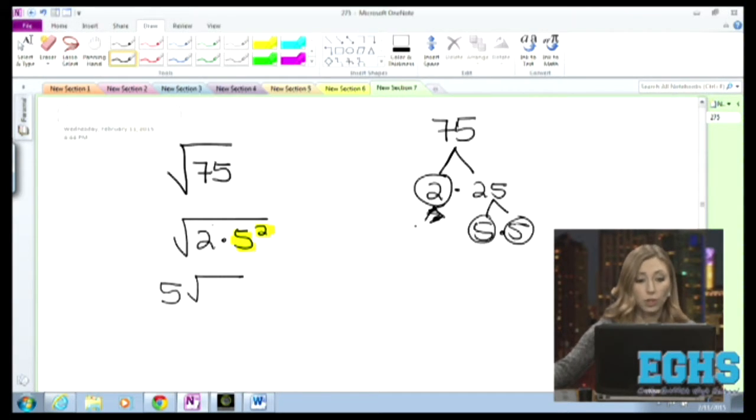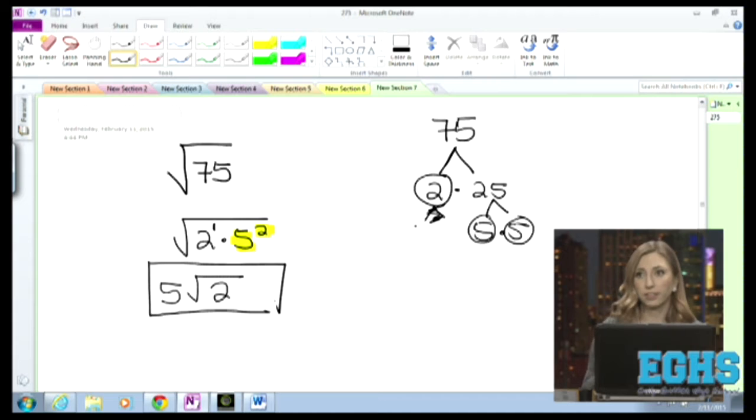And then the 3, really there's just one 3. It's to the power of 1. And the square root can't undo anything that is less than that power. So the 3 will stay underneath the square root sign. And so basically, the square root of 75 is going to simplify to 5 times the square root of 3.